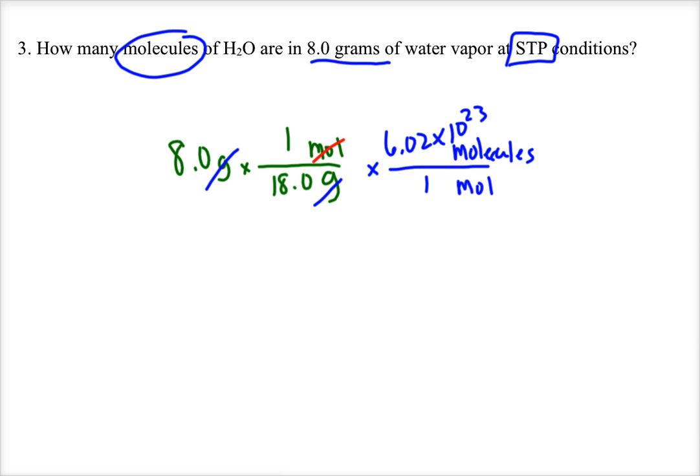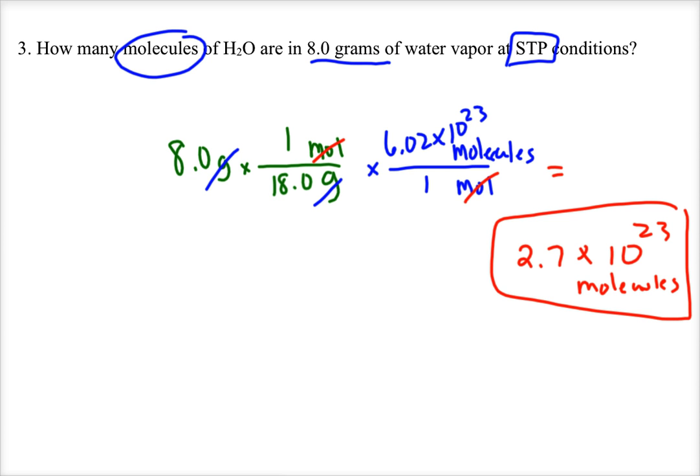Our math here, the moles will cancel. And now the math becomes 8.0 times 6.02 times 10 to the 23rd. Take that answer and divide it by 18. You will get a number like 2.67555 something. We're going to round that to 2 sig figs, but it's 2.7 times 10 to the 23rd molecules. You should convince yourself that you can get that same answer on your calculator.